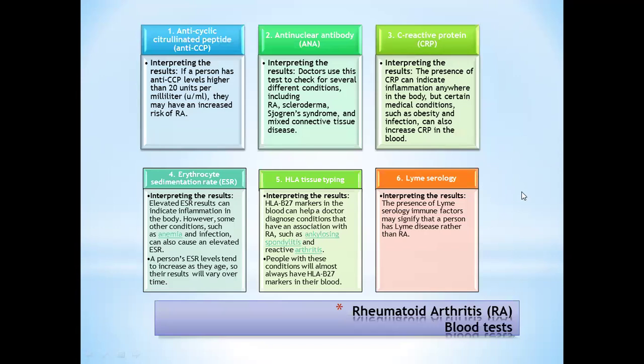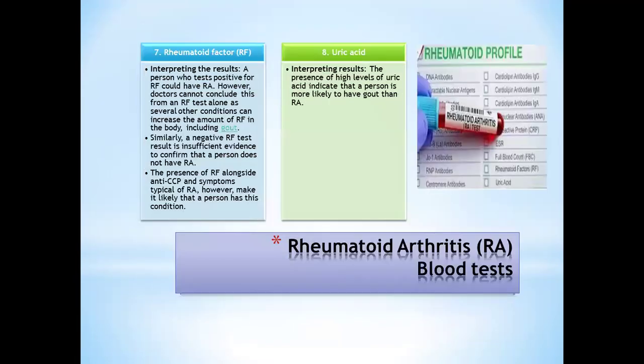Rheumatoid arthritis blood tests. The most important blood tests in rheumatoid arthritis are the following: anti-cyclic citrullinated peptide, antinuclear antibody, C-reactive protein, erythrocyte sedimentation rate, HLA tissue typing, and serology. Rheumatoid factor and uric acid.